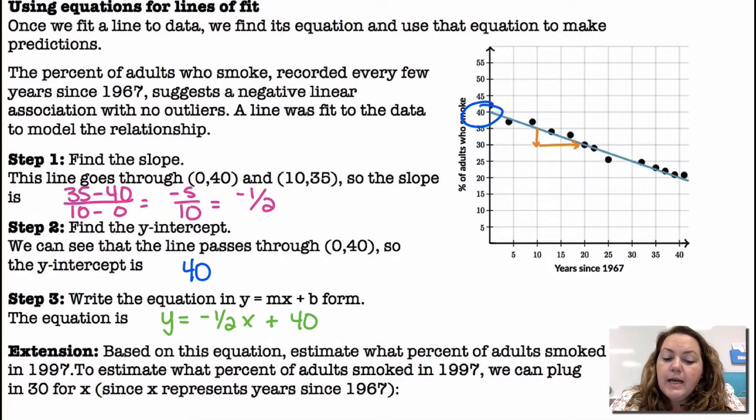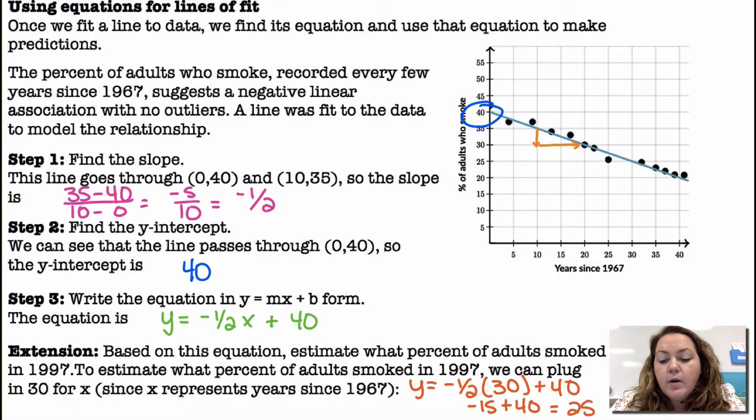Based on the equation, estimate what percent of adults smoked in 1997. Well, this was years since 1967, so 1997 would be 30 years since 1967, so I'm going to plug 30 in for x. So y equals negative 1/2 times 30 plus 40. Negative 1/2 times 30 is negative 15. Negative 15 plus 40 is 25, and don't forget this is 25 percent of adults.